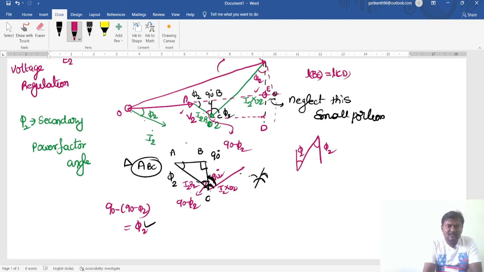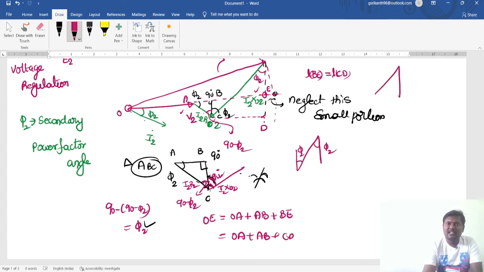Now OE is equal to OA plus AB plus B. OA plus AB plus B is equal to CD. Here one right angle triangle is formed. So this is a right angle triangle formed. And this is sin phi 2, opposite. So this one is I2 X02. The hypotenuse value is I2 X02.